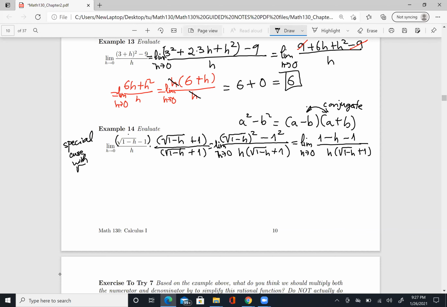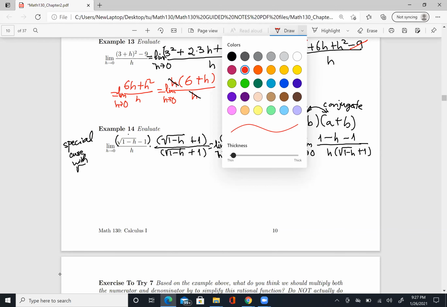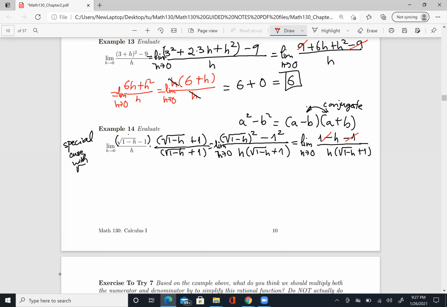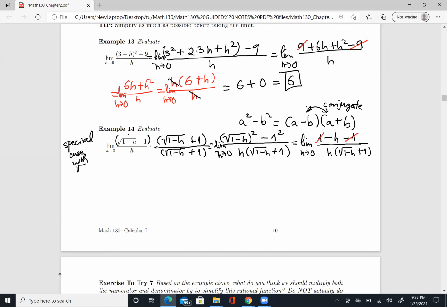So you can see that there is a positive and negative number 1. And you still have a negative h here. So you can rewrite it as the limit of h going to 0, for the top as negative 1 multiplied by h, divided by h times the square root of 1 minus h plus 1.